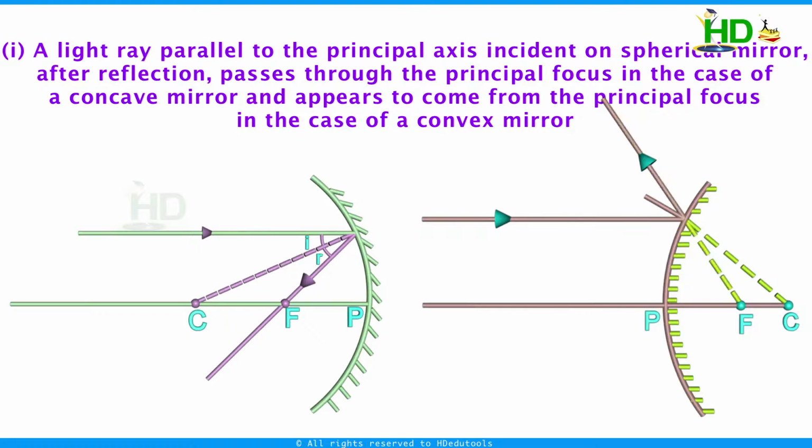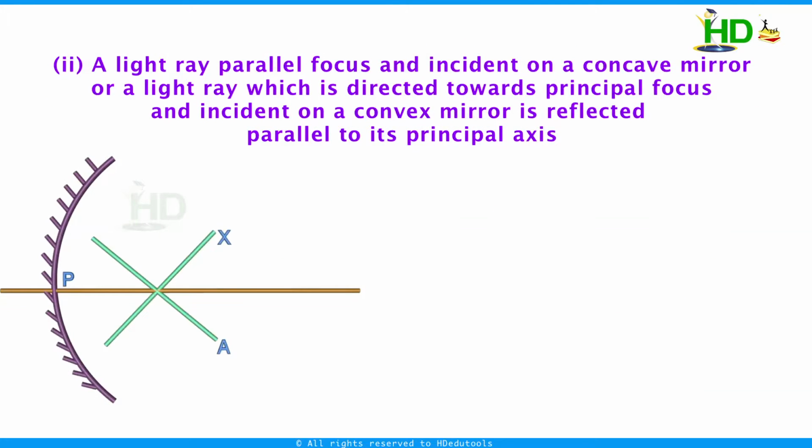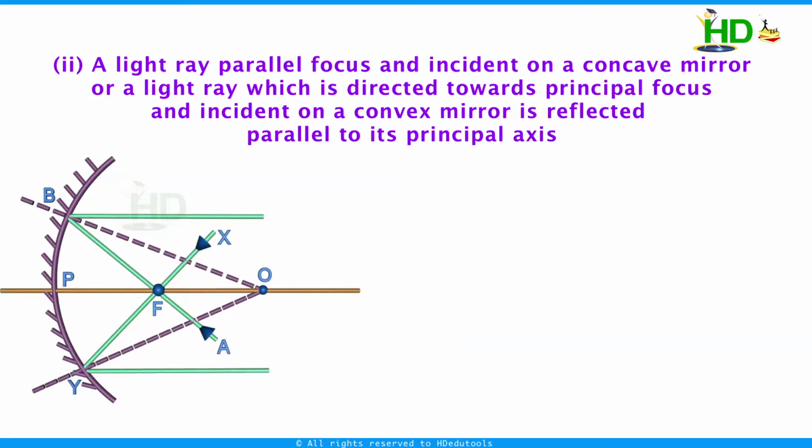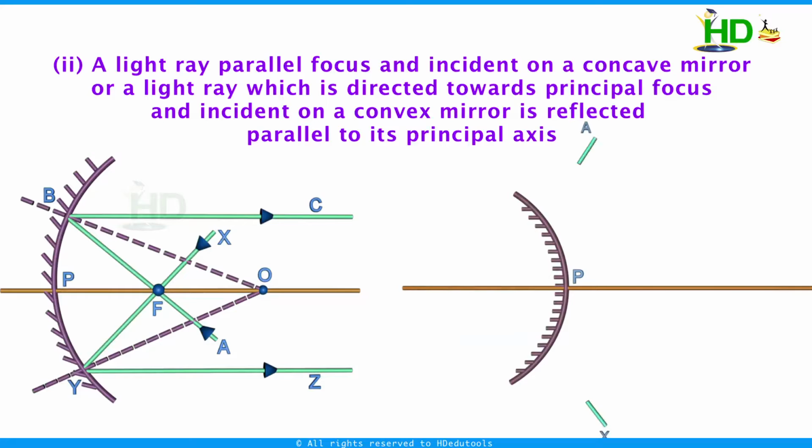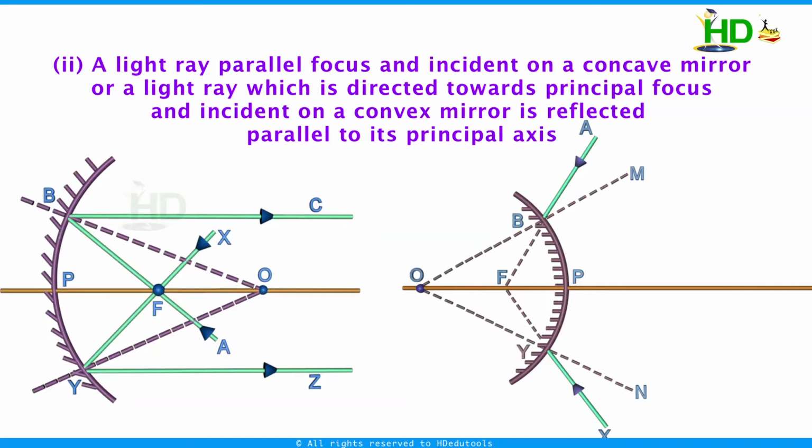And this ray appears to be coming from this point, the principal focus, and in this case, this ray passes through the principal focus. If the light ray is passing through the principal focus when it is incident on this mirror, now this is the normal. Here also angle of incidence is equal to angle of reflection. In this case, it reflects parallel to the principal axis. Similarly, in this case, this is the normal. Angle of incidence is equal to angle of reflection. In this case also, it is parallel to the principal axis.